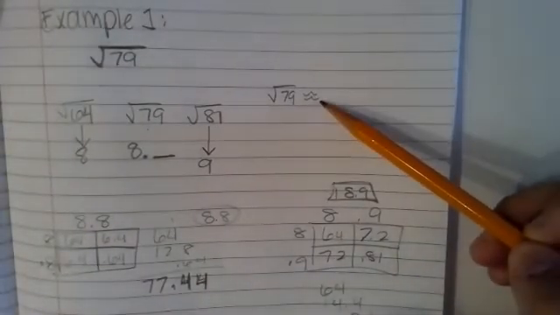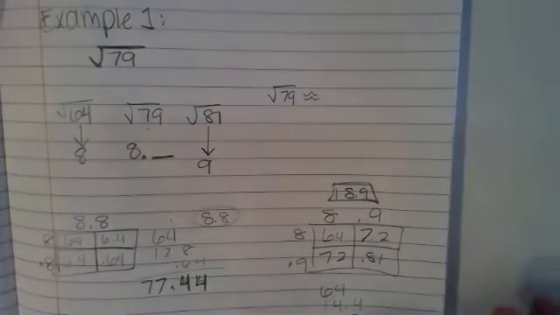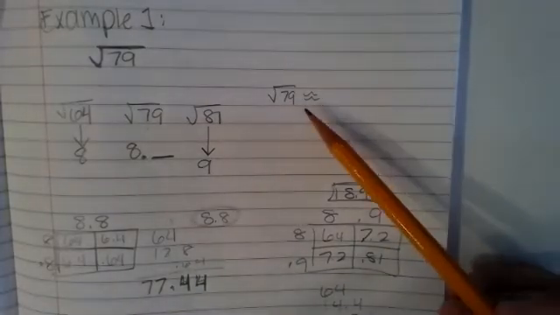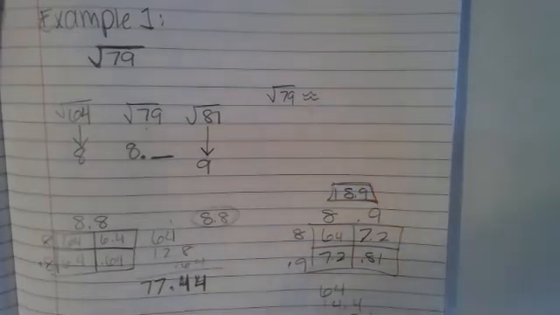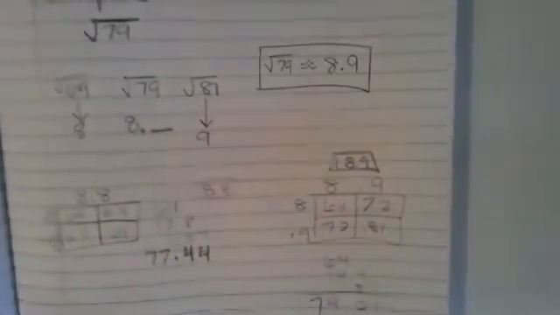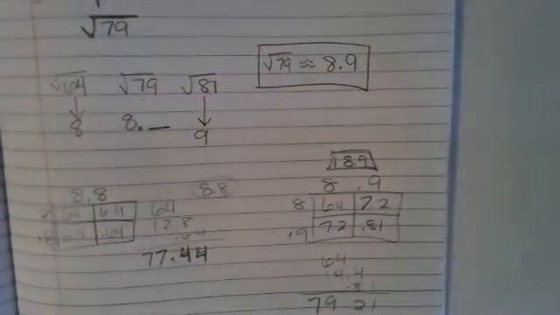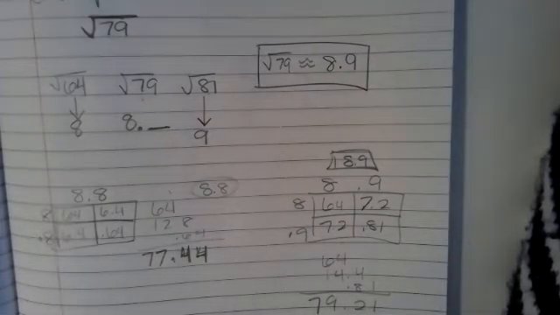Okay, everyone see these squiggly equal signs? That means about. That means you're estimating. It means it's not exact. If you put a regular equal sign here, I will mark it wrong. Did someone hear me say that? When we're estimating, you need to use the estimation symbol. And then this would be here, 8.9. Okay, so that there is estimating square roots.